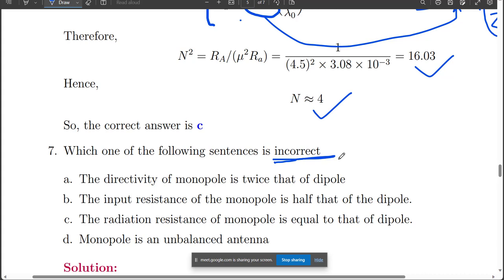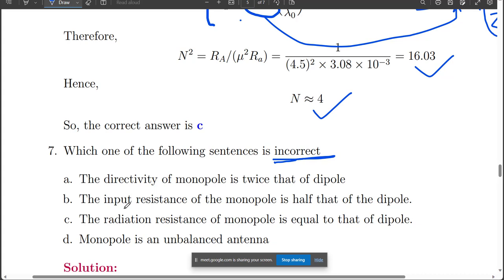Okay, so this statement might be confusing to you. Let's see the second statement. The second statement here says the input resistance of the monopole is half that of dipole. What do you think of that?